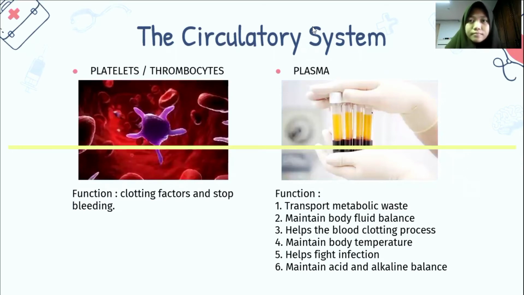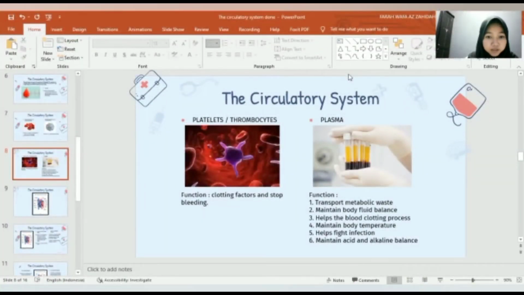Fourth, platelets. Platelets or thrombocytes are cell fragments that help form clots or scabs when there is an injury that damages a blood vessel, like a cut or a wound. Platelets immediately attach to the edges of the cut and to each other. Then they release thread-like fibers that bind together to repair the blood vessel wall. Platelets function as clotting factors and stop bleeding.